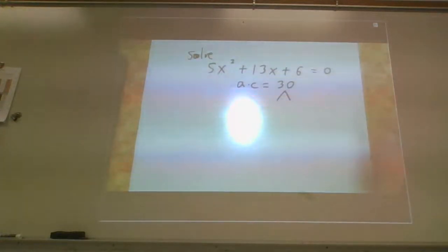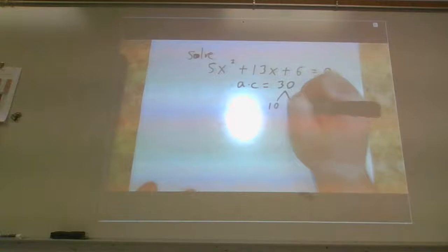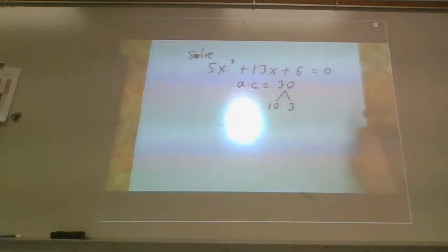I've got to find two magic numbers. Well, 5 and 6 multiply to 30, but 5 and 6 add up to 11. 15 and 2. But 15 and 2 add up to 17. Shouldn't take that long to figure out. 10 and 3 are your magic numbers. They multiply to 30 and they add up to 13.